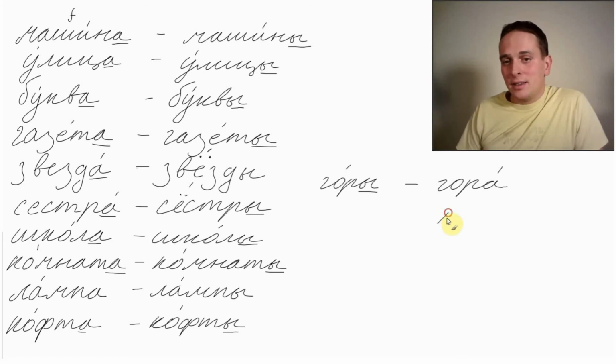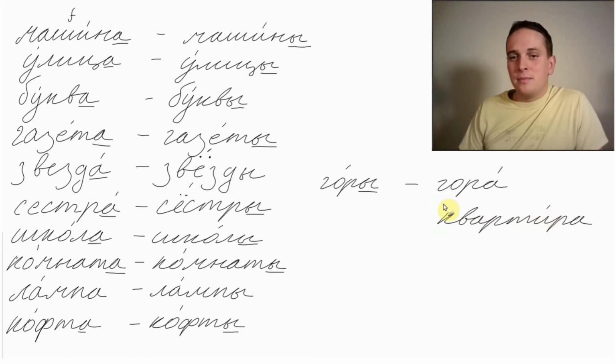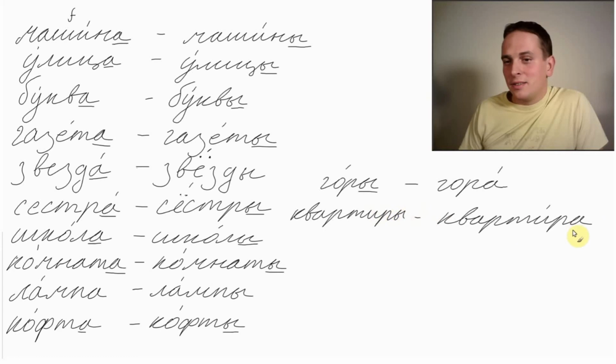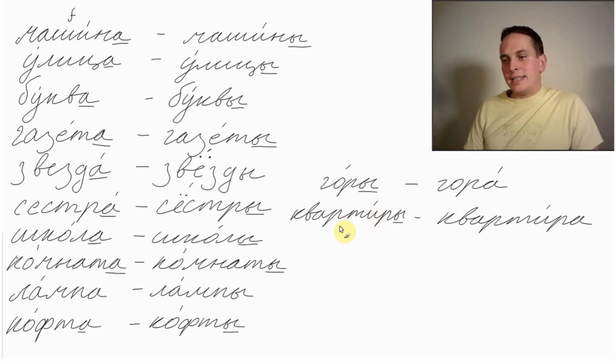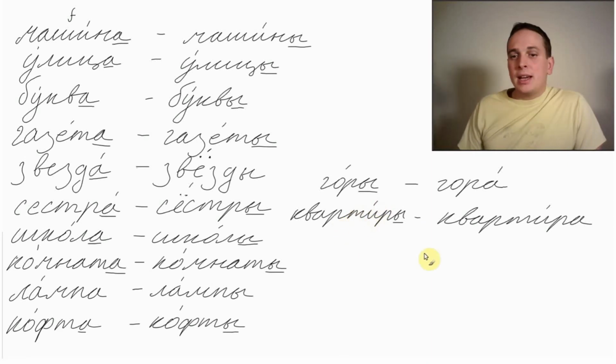Квартира. Квартира is apartment. Квартира, with the emphasis on e. What would be the plural? Квартиры. Ah is becoming y. And again we got emphasis on e. Квартира, квартиры.